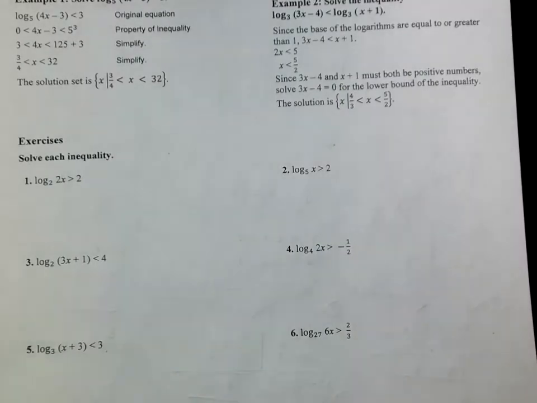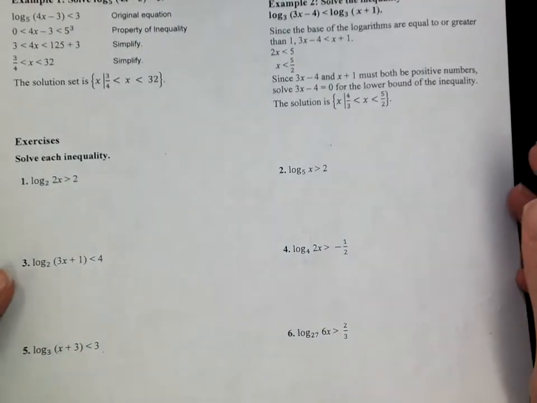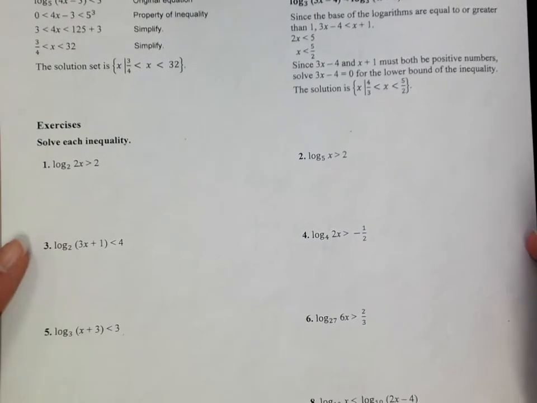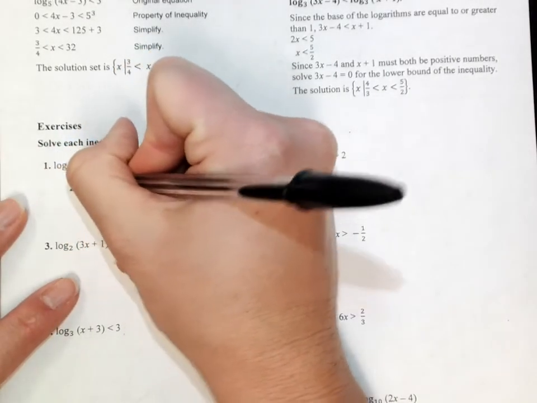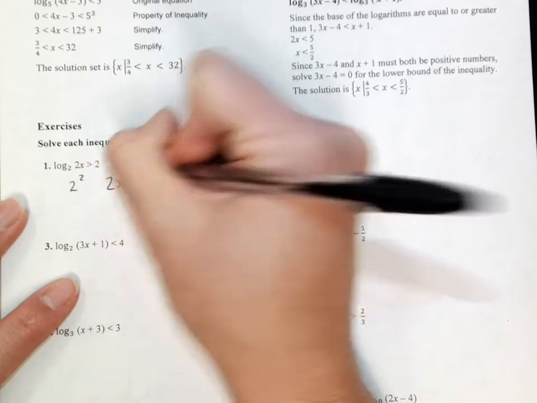So again, the first thing you have to do is you have to rewrite your logs again. Solve them just like you did. So this is 2 to the second power and then 2x.